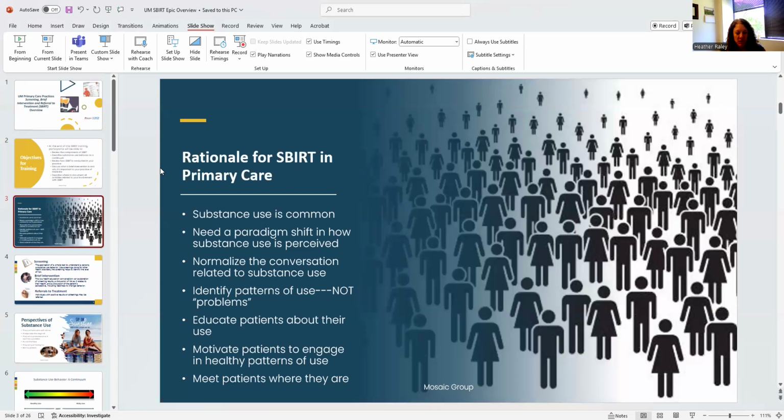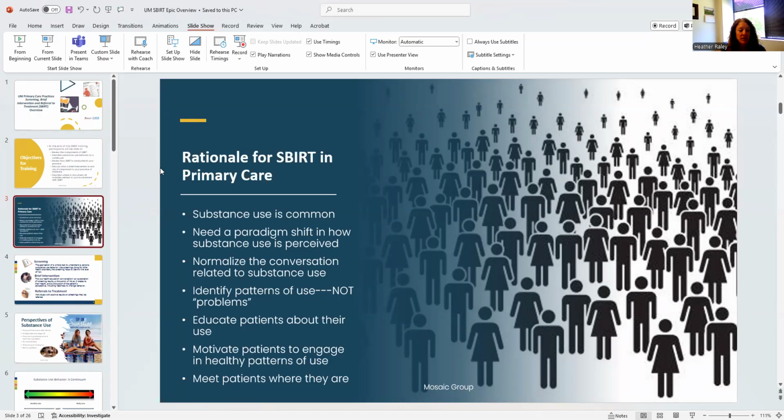So the rationale for SBIRT in primary care: we know that substance use is common. About 60% of the population consumes alcohol on some level. We are in the midst of a paradigm shift on how substance use is perceived. Certain substances like alcohol and marijuana use are becoming much more normalized, whereas other substances still have a very negative stigma attached to them. The goal of SBIRT is really to normalize the conversation around substance use.